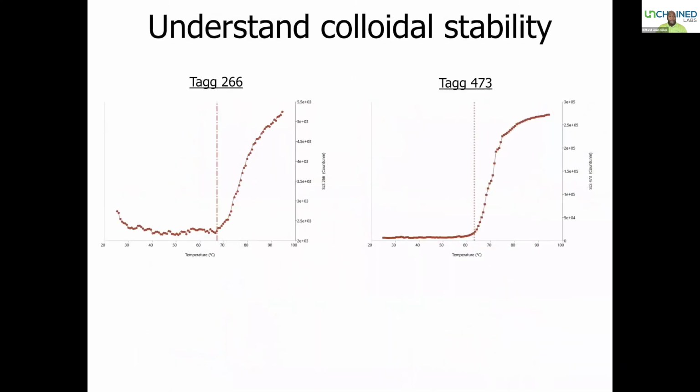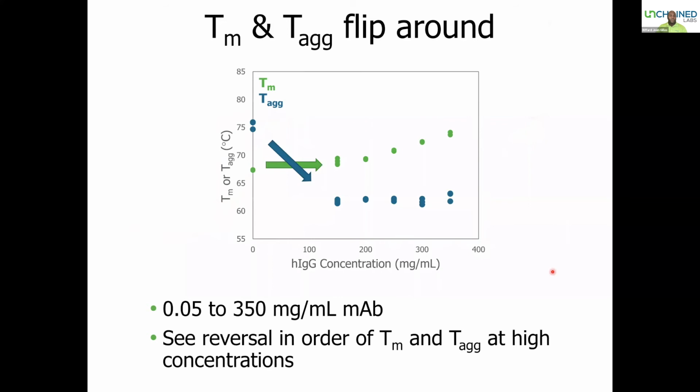And so again, we look at the SLS here. We can see that at 266, we're getting a Tagg that's a bit elevated. And then at 473, we're able to be much more sensitive, and we can pick up an earlier onset in the change in the average molecular weight of our sample. The reason why we emphasize this is because we want to make sure that you appreciate what happens at high concentrations. Here you can see that at very low concentrations, the melting temperature in green is lower than the actual Taggs that we picked up.